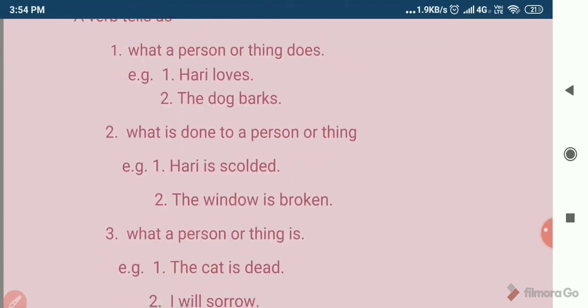So, these are the things that happen to the subject in the sentence. Thirdly, what a person or a thing is. It tells us about the state of the subject, the position of the subject. Okay, for example, the cat is dead. In this sentence, we can easily identify that the word dead refers to the cat not being alive. So, the state of the cat is dead.